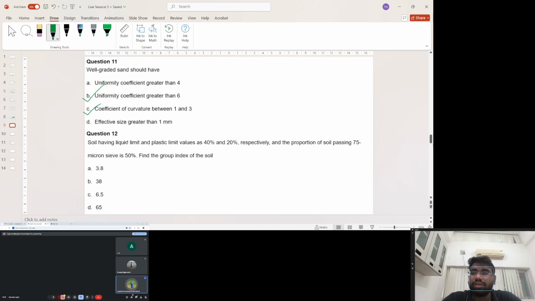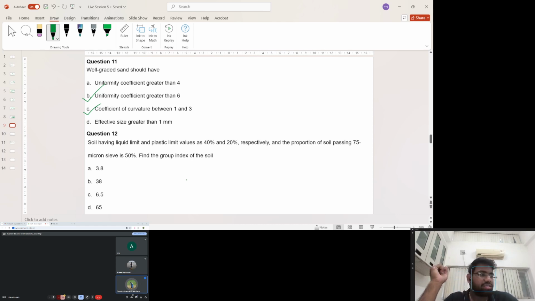Now, a soil having liquid limit and plastic limit values of 40% and 20% respectively, and the proportion of soil passing the 75 micron sieve is 50%. Find the group index of the soil.